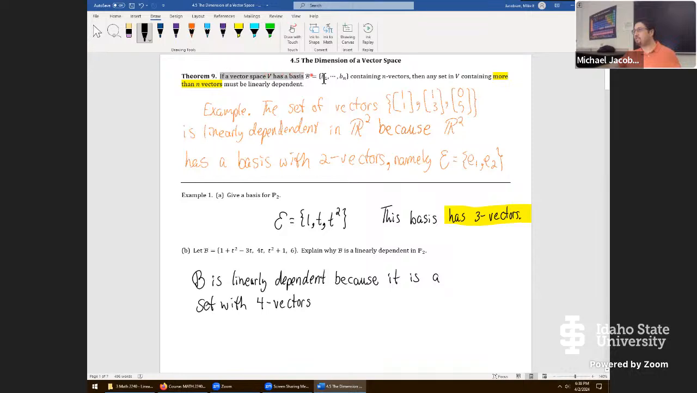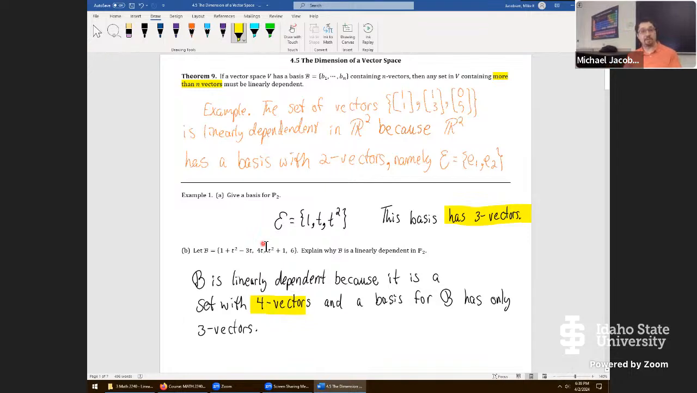But now this says if a vector space V has a basis containing n vectors, say 3 of them, then any set in V, say this one, containing more than 3 vectors, is automatically linearly dependent. So we come down here, and we get to say it's linearly dependent because it's a set with 4 vectors, and a basis for B has only 3 vectors. So it's this part right here, the fact that we found 4 vectors inside the set, which is what gave automatic linear dependence.